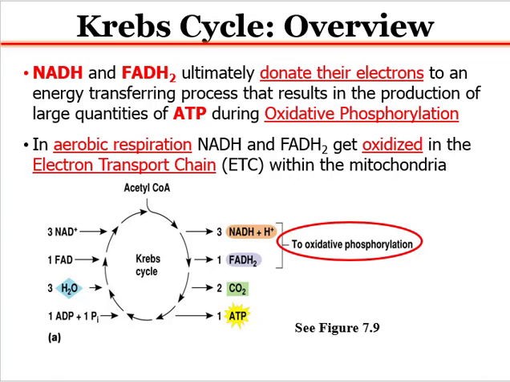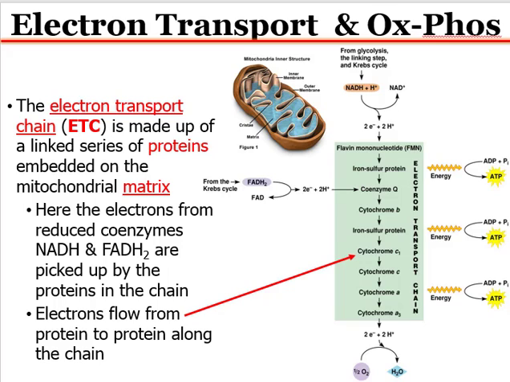In aerobic respiration, NADH and FADH2 get oxidized in the electron transport chain, abbreviated ETC, on the folded inner membranes that make up the matrix. Whenever you look at the inside of a mitochondria, you'll see these structures. Here's a look at the inside of a mitochondrion and the wavy matrix structure inside. Embedded on those folded membranes are the proteins that participate in electron transport.